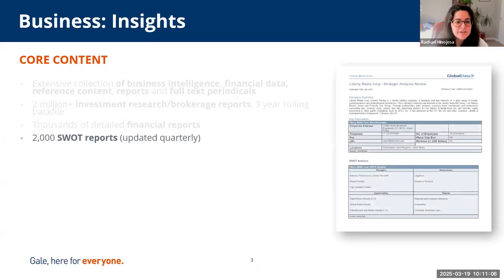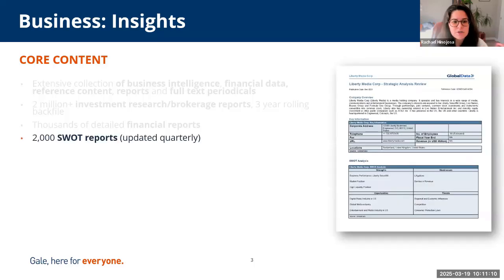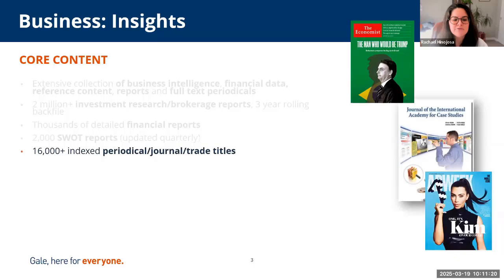We also naturally have tons of SWOT reports, which are updated quarterly. These come from global data, and they're on a myriad of different types of companies. And then, of course, we have the index, periodical, journal, and trade titles. There are well over 16,000 of these titles available, and you can find those through a basic search or through the Discovery service, as Carrie mentioned, the OneSearch. And they're also aligned to specific profiles.